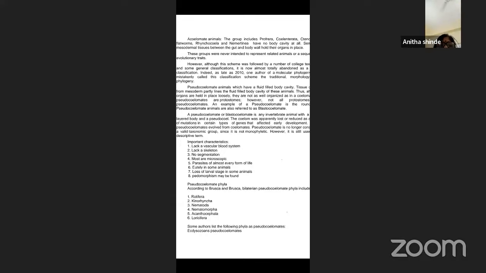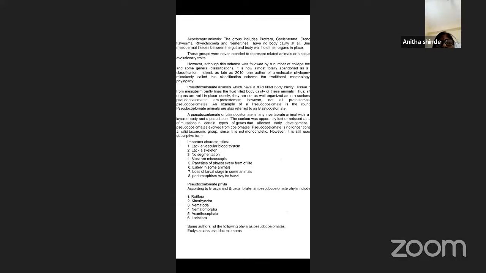Now, the important characteristic features of the pseudocoelomates are that they lack a blood vascular system, that is, a true circulatory system is not present. They lack a skeleton. There is no segmentation at all. Most of them are microscopic and parasitic, and they don't have a larval stage, and pedomorphism may be formed. So these are the important characteristic features.